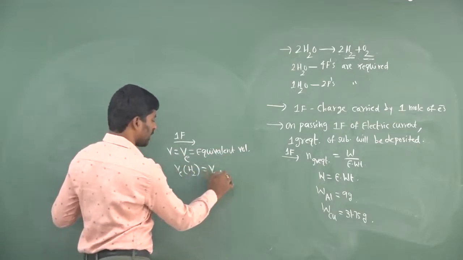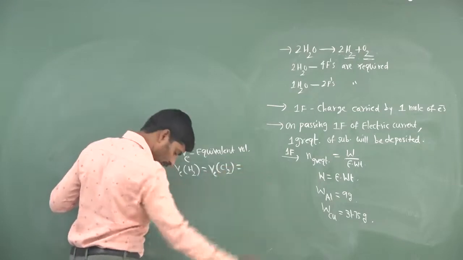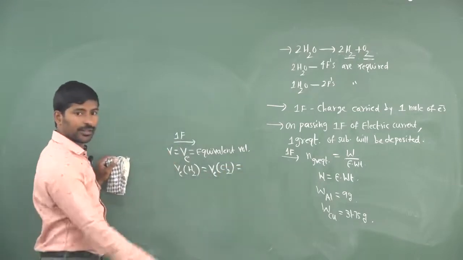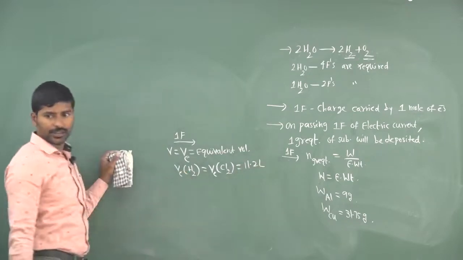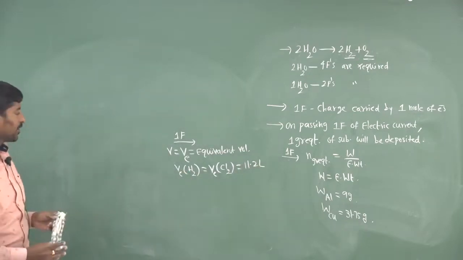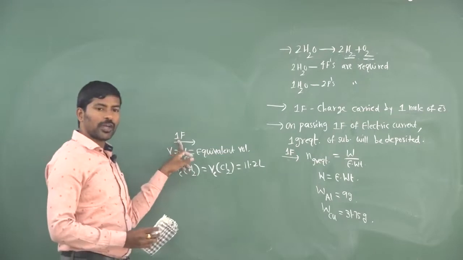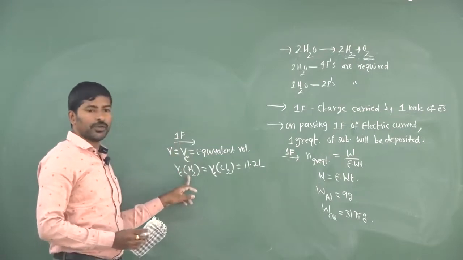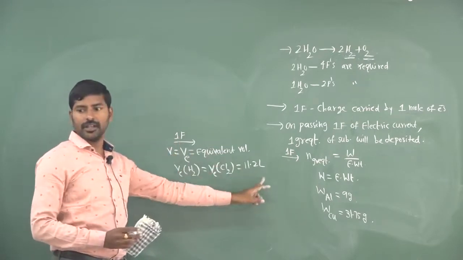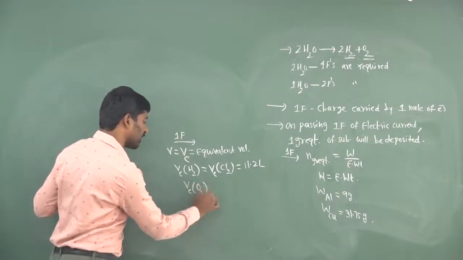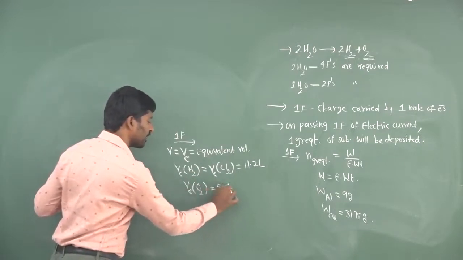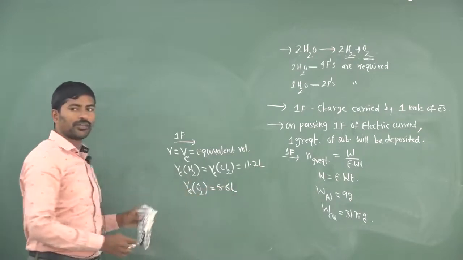And we calculated the equivalent volume of hydrogen and chlorine, that is 11.2 liters under STP conditions. So if you pass 1 faraday of electric current, what is the volume of hydrogen gas or chlorine gas evolved? That is 11.2 liters. What is the volume of oxygen gas evolved? 5.6 liters. Since, what is the equivalent weight of oxygen?